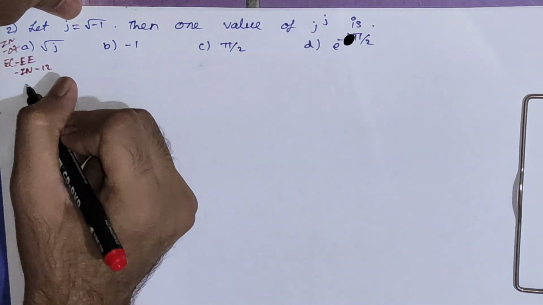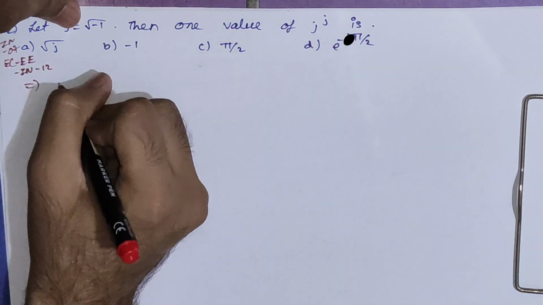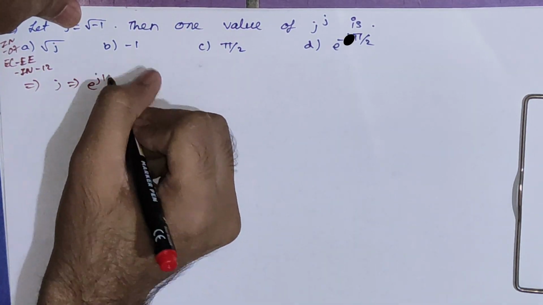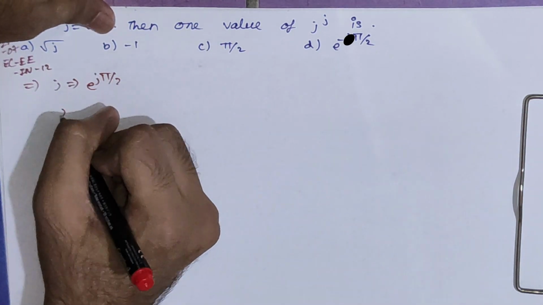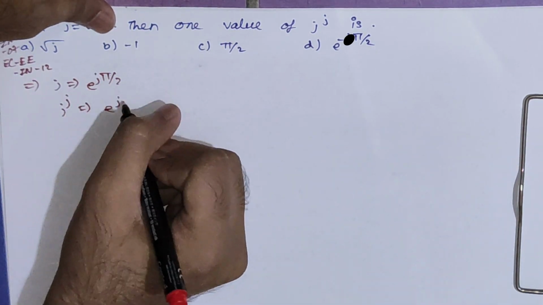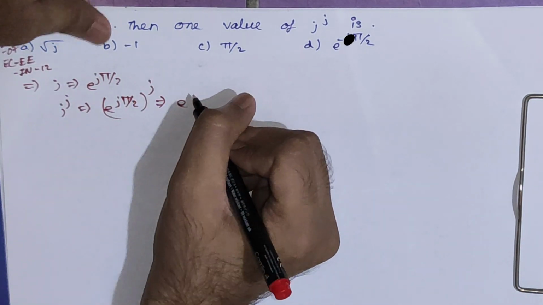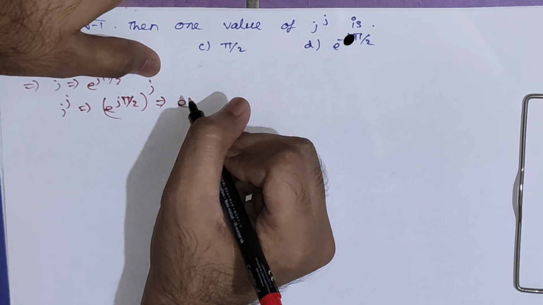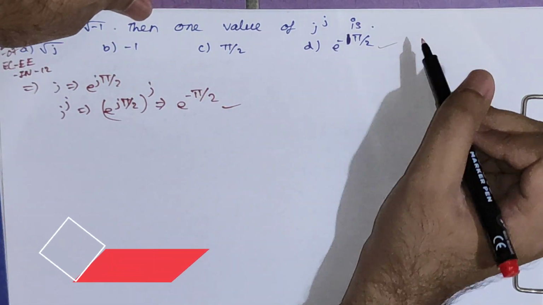By the trick you have to replace this j with exponential form. We know this j can be written as e raised to j pi by 2. That's what I elaborated in the first sum. So now this j raised to j will be e raised to j pi by 2, raised to j. So you can write it as e raised to j into j, which will be -1, so you can replace it as e raised to -pi by 2. So you can see the correct option will be this t.